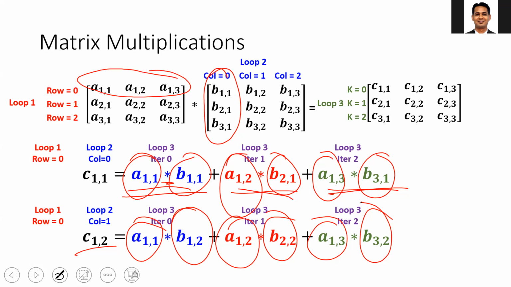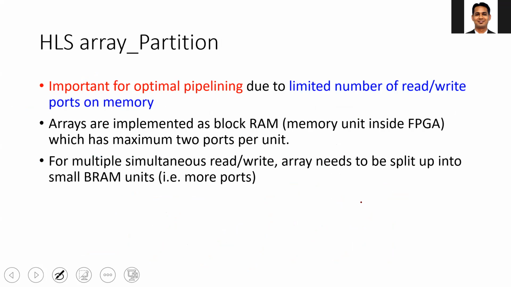We have the pragma called HLS array partition. So HLS array partition is very important to make sure that your pipelining is done in the optimal fashion. And what is the optimal fashion? You need to make sure that your initiation interval is reduced to 1. So the pipelining always suffers because you have limited ports on the memory, so you can't do multiple read and write operations simultaneously.